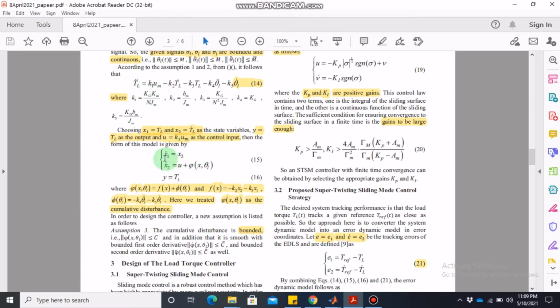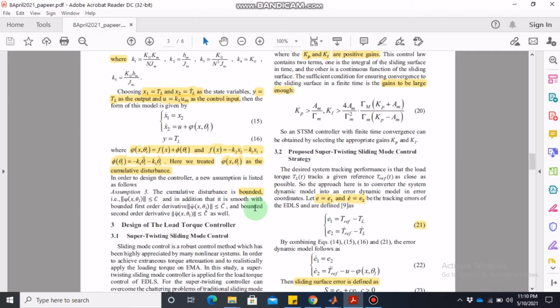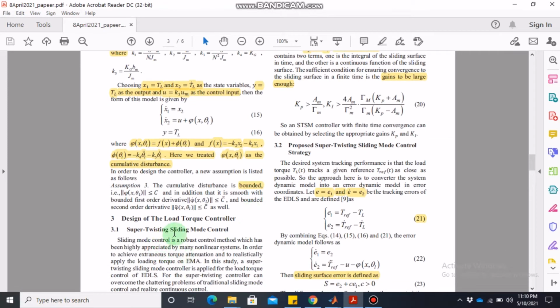So state space model is quite simple. x1 dot is equal to x2, x2 dot is equal to u plus phi, where phi is the sum of two functions, f of x and this phi of theta l. F of x is minus k2 times x2 minus k3 times x1, and phi l is minus k4 times theta l double dot minus k5 times theta l dot. So k1, k2, k3, k4, k5, they are all given in the paper, so we don't have to worry about this. Now they discuss the super twisting sliding mode control.